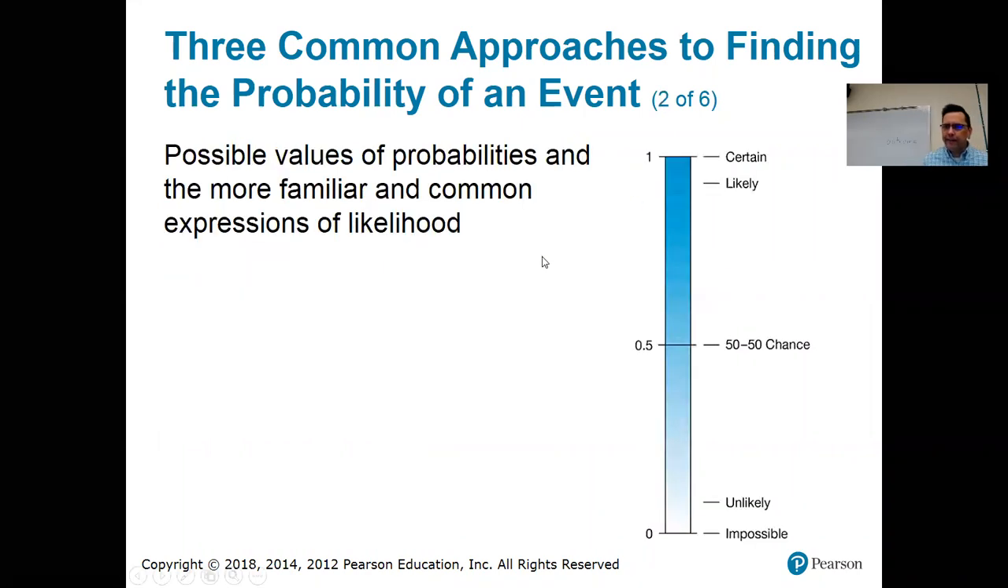I kind of like this little diagram here. Again, probabilities go from 0 to 1. Probability of 0 means the event is impossible, absolutely cannot happen. Probability of 1 means the event is certain, it is guaranteed to happen. Most of the time your probability is somewhere between 0 and 1. If it's 0.5, that means a 50-50 chance. It's just as likely to occur as not occur. When you get closer to 1, your event gets more likely. When you get closer to 0, your event gets more unlikely.